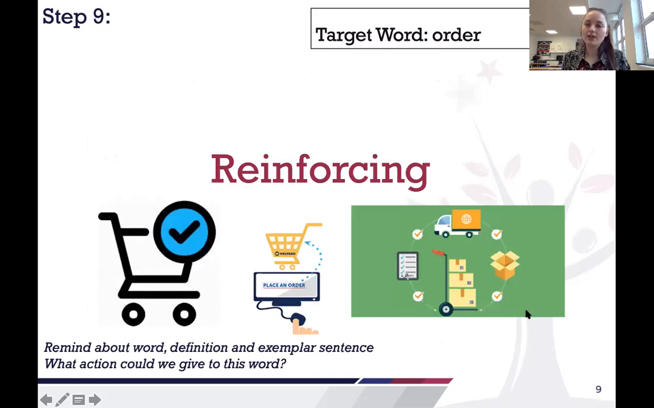So now we're just going to recap today's word. What's the word? Shout it out. Order. Fantastic. I want you to tell somebody in the room what the word order means. Pause the video, off you go. Brilliant. So the word order means that you're going to get something, you've asked for something, and you're going to give some money for it.